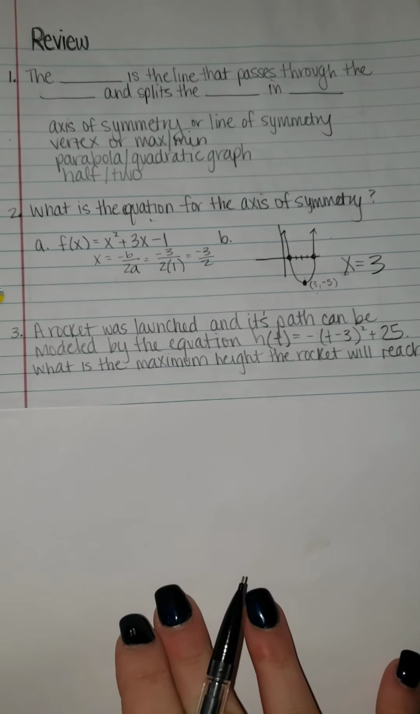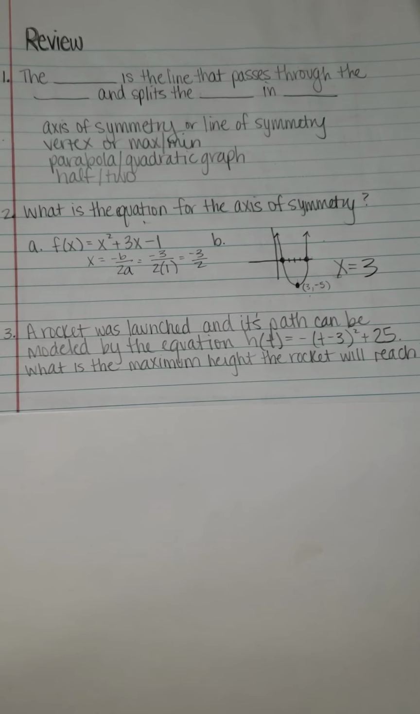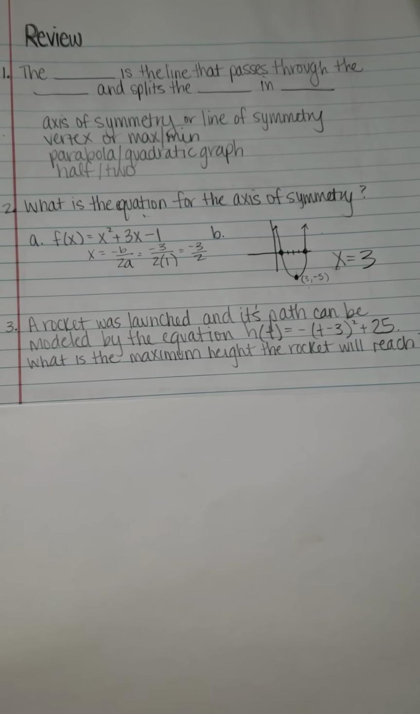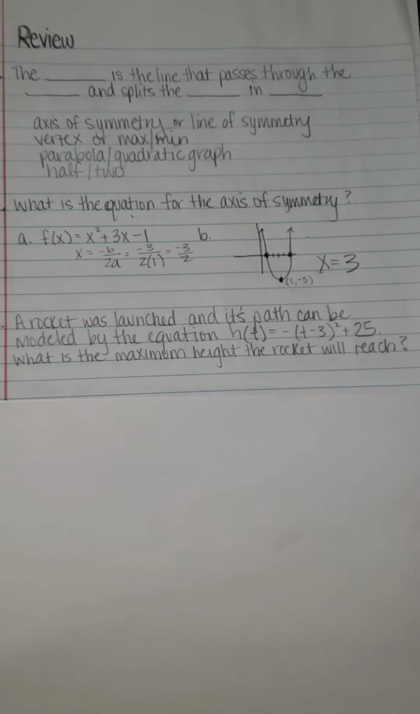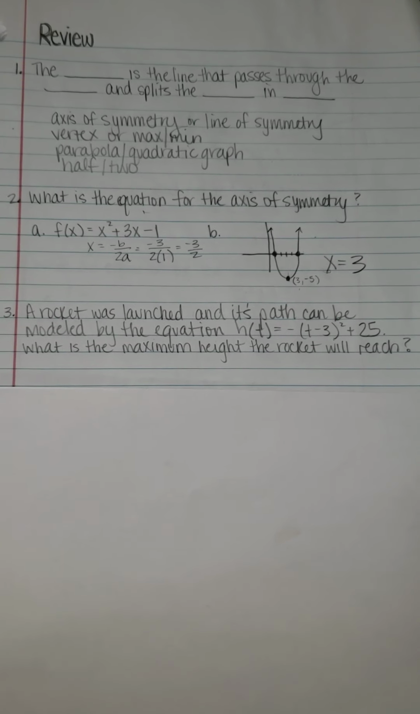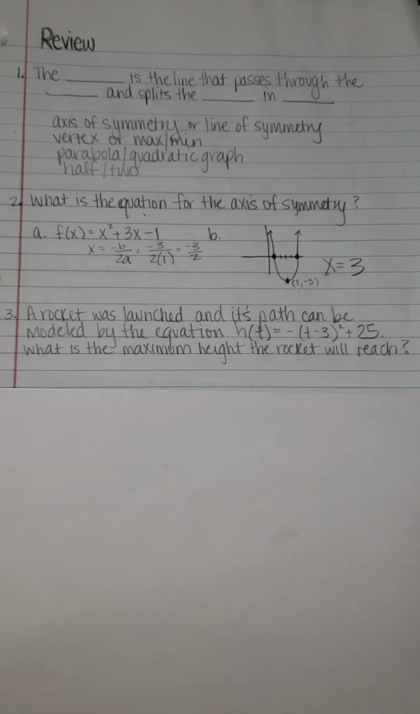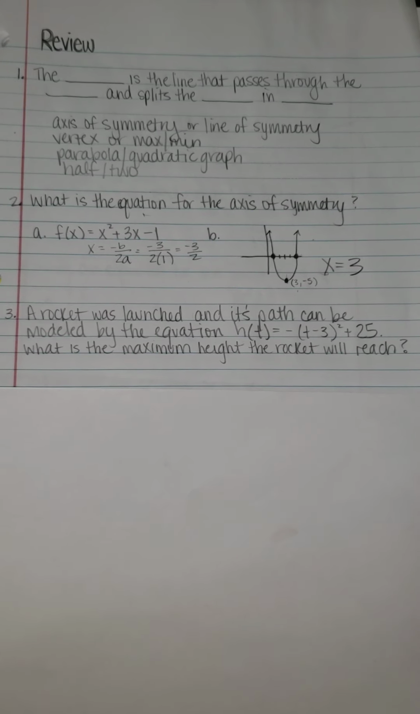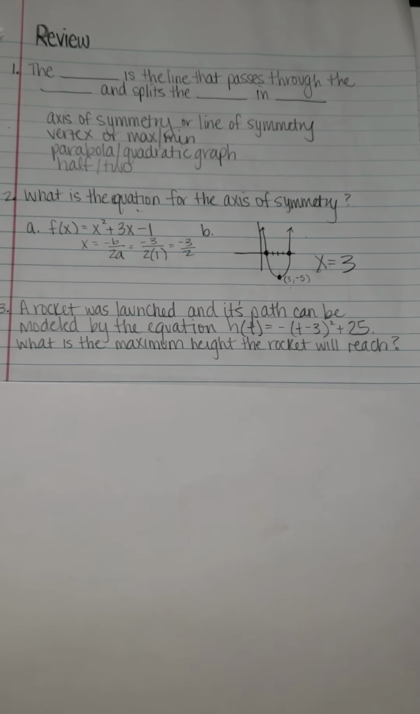All right, so a rocket was launched and its path can be modeled by the equation h of t equals negative t minus 3 squared plus 25. What is the maximum height of the rocket? Oh, what is the maximum height it will reach?